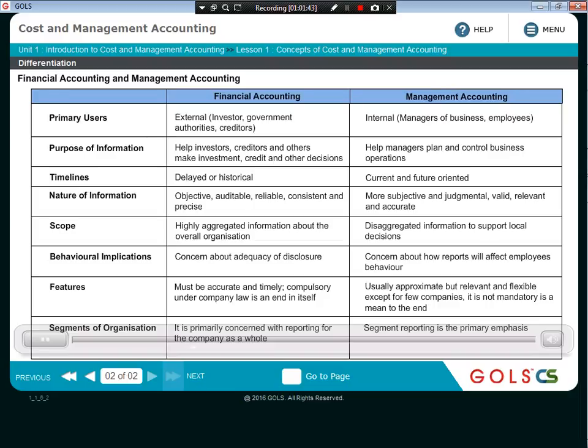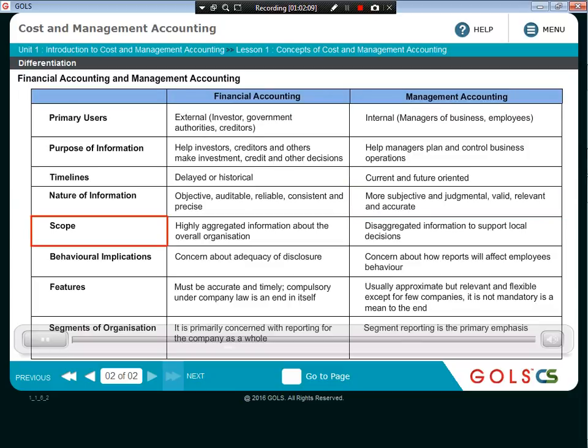Whatever the cost or whatever the transaction that has already taken place, it is recorded on that basis, and hence the nature of information is auditable, reliable, consistent and precise. Management accounting is related to the future, so it is more subjective, judgmental, valid, relevant, and it is considered to be accurate in respect of a future period.